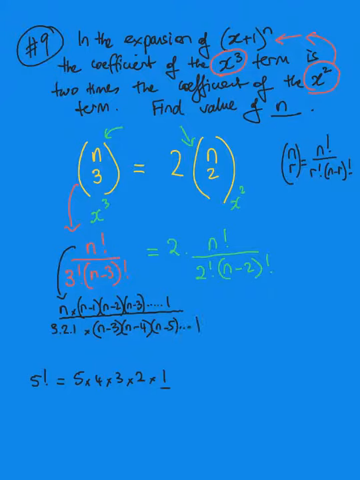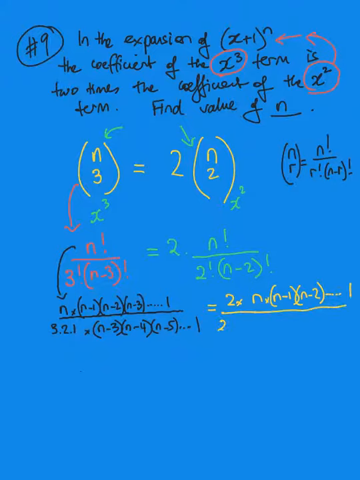Okay, so let me just get rid of that. Now that is equal to, looking at the other side now, 2 times n factorial, which is n times n minus 1 times n minus 2, etc., over 2 factorial, which is 2 times 1, times n minus 2 factorial, n minus 2 times n minus 3 times, etc., till we get to 1.